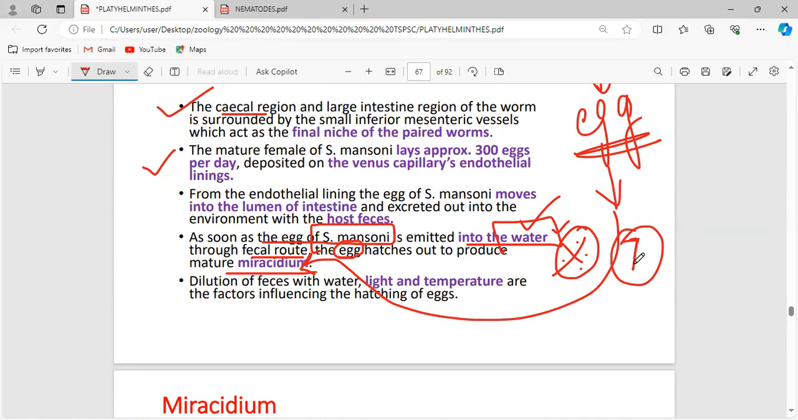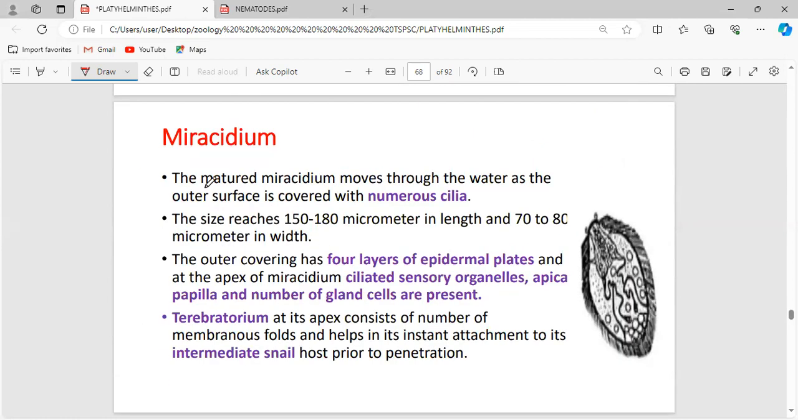The eggs have to reach the water from the human fecal matter. If it doesn't find any water, the egg cannot hatch out and it cannot produce a miracidium. Dilution of feces with the water, light and temperature are the factors influencing the hatching of eggs. So temperature is also a main point to hatch out those eggs into the miracidium. Okay, this is the seventh important point you have to remember.